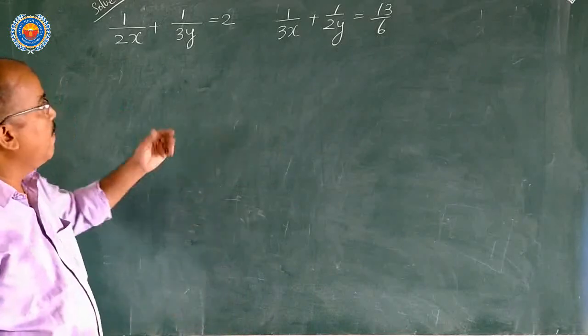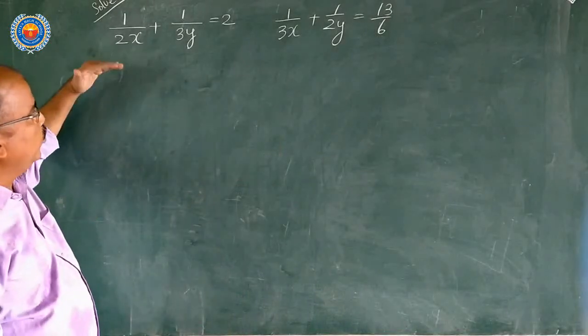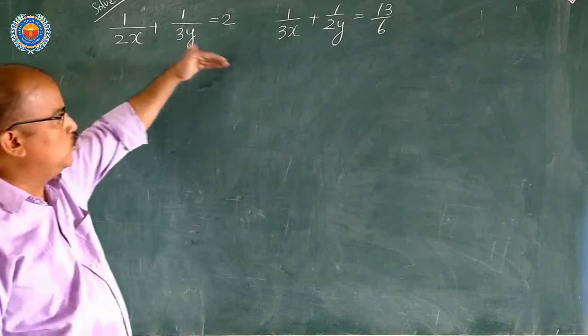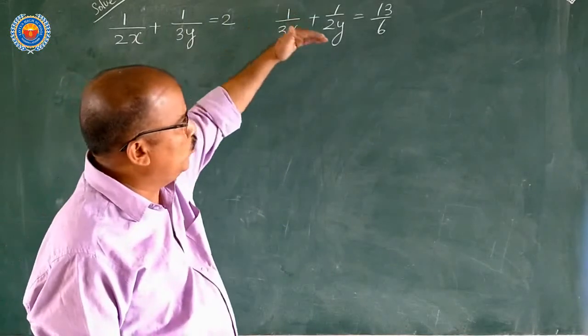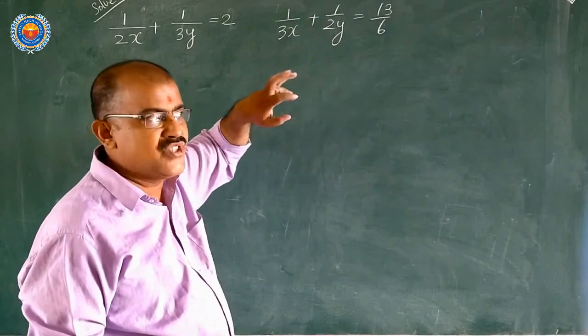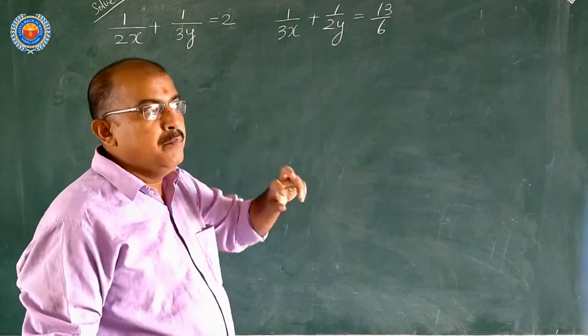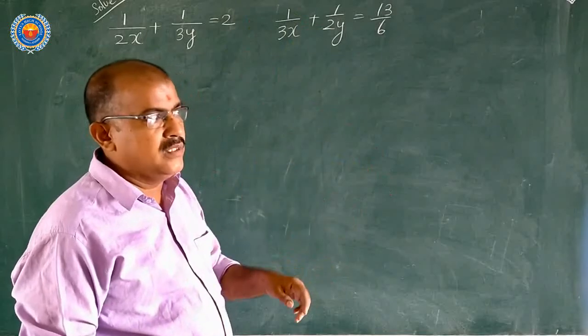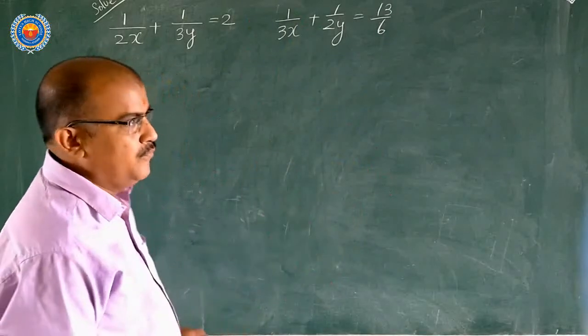So one more sum. 1 by 2x plus 1 by 3y is equal to 2, and 1 by 3x plus 1 by 2y is equal to 13 by 6. These are normal equations. We have to change these equations into a pair of linear equations in two variables by using the concept of reducible form.